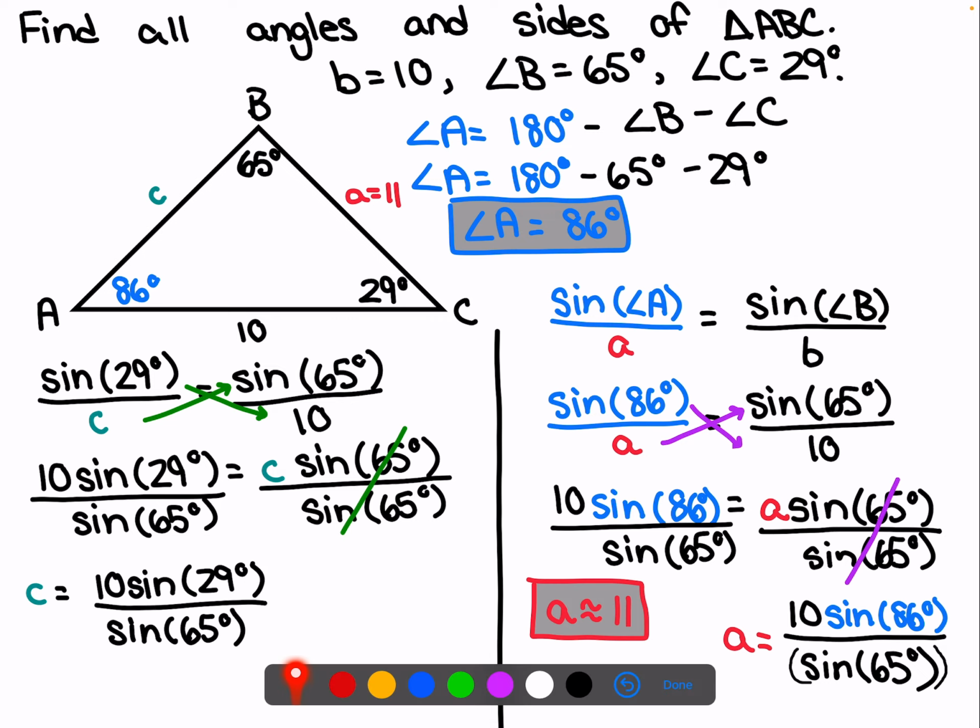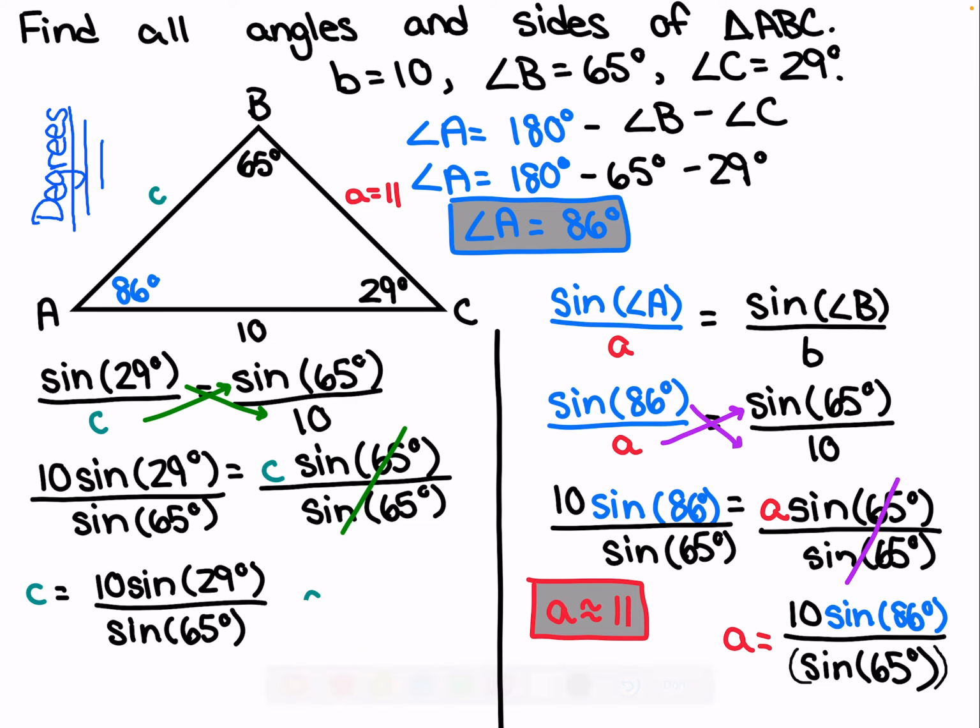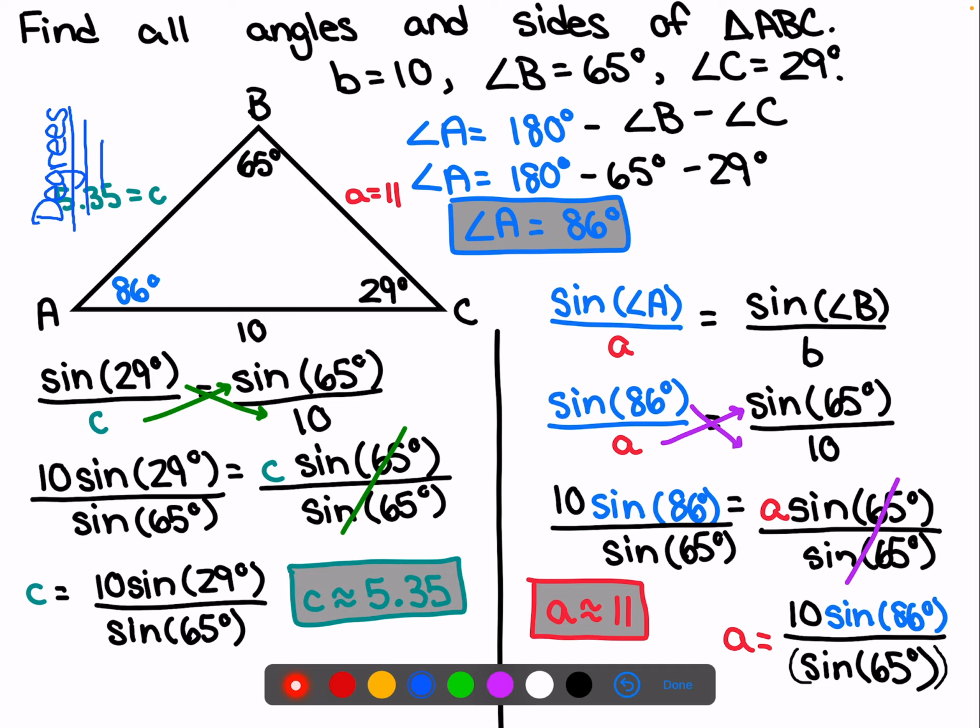This is what we want to enter into our calculator. Again, do not forget your parentheses. Forgetting parentheses will cause you to get the wrong answer. Also, please make sure that your calculator is in degrees. If it's not in degrees, then you're not going to get the correct answer either. If you're not sure how to do that, please contact me. When we enter this into our calculator, we get our final answer: c is about 5.35. And that is our final answer for this problem.